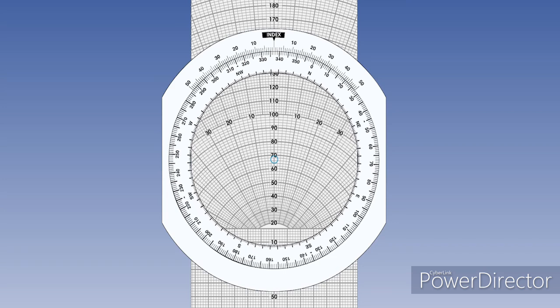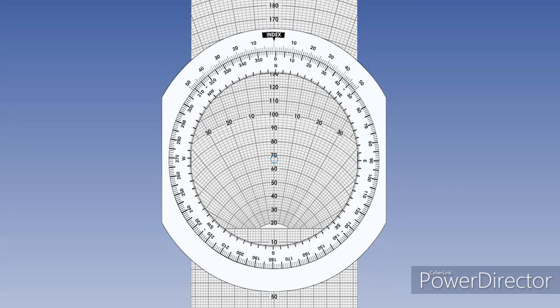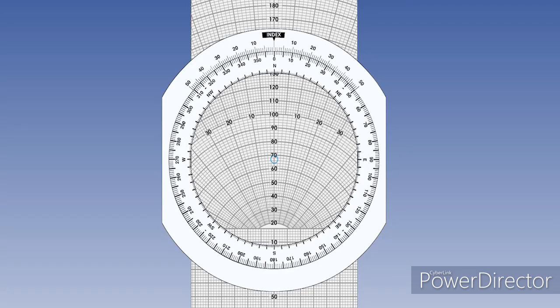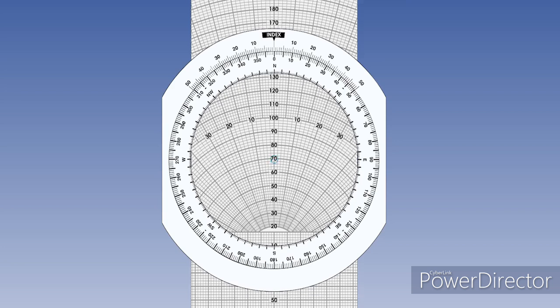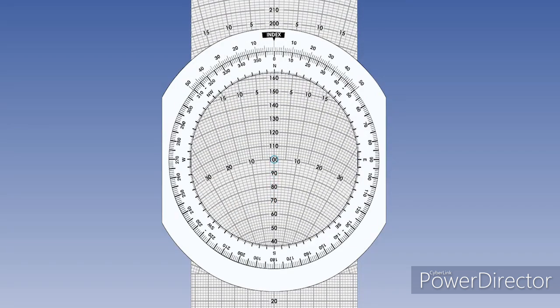Set the wind direction on the rotating scale against the index mark. 360 degrees is shown on the scale as 0 degrees. Move the slide so that one of the thicker speed arcs is set under the small center circle. Speed arcs are equidistant, so it doesn't matter which arc you use. 100 has been used here. Mark the cross on the center line at a distance down from the center circle, representing a wind speed of 20 knots, that is, on the 80 knot arc.